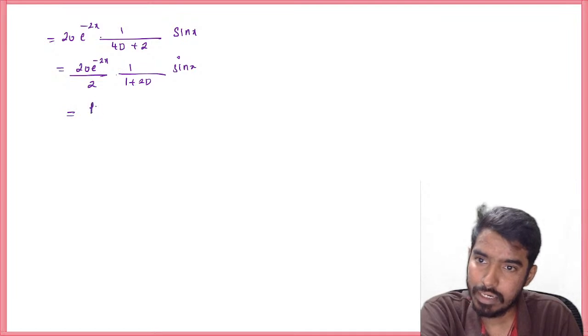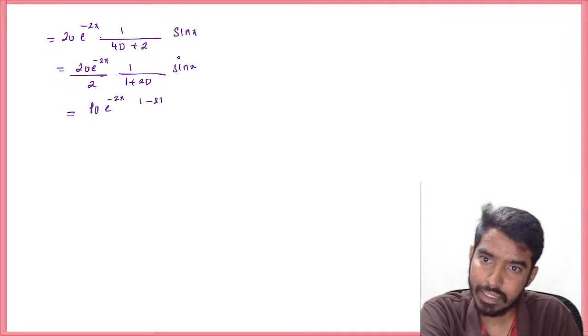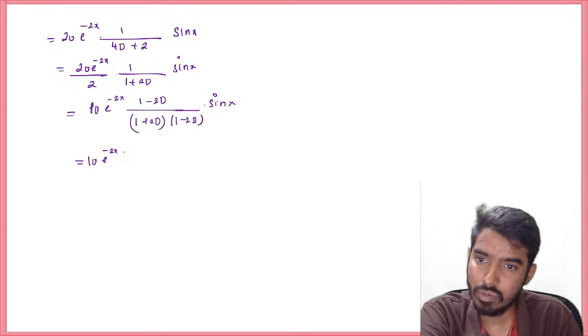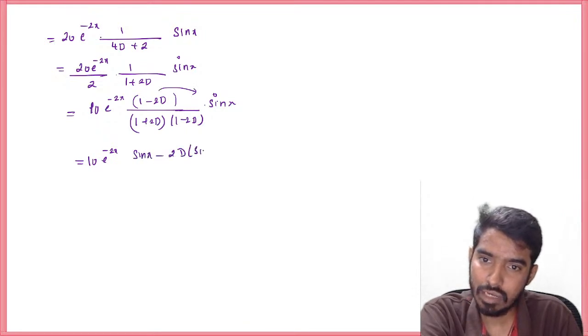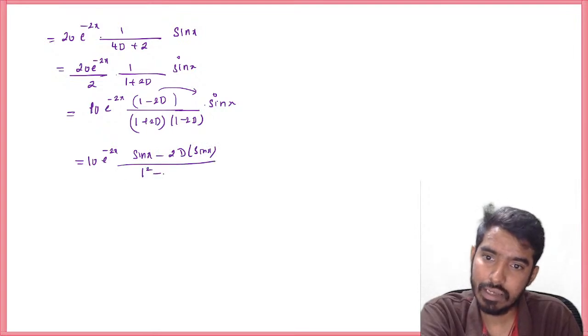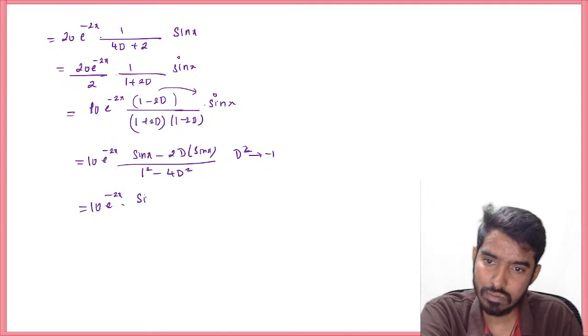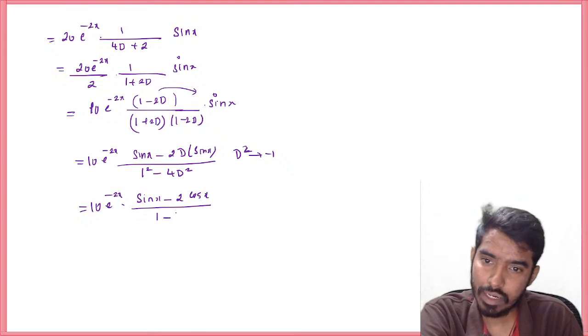Now this will be 10 times e power minus 2x. So 1 minus 2D divided by 1 plus 2D into 1 minus 2D. I'm just multiplying by its conjugate. Sin x. This will be 10 e power minus 2x. If you multiply this term to this, we will have sin x minus 2 times D of sin x divided by a square minus b square. And we know D square is minus 1. So this will be 10 times e power minus 2x, sin x minus 2 times D of sin x, which is cos x, divided by 1.